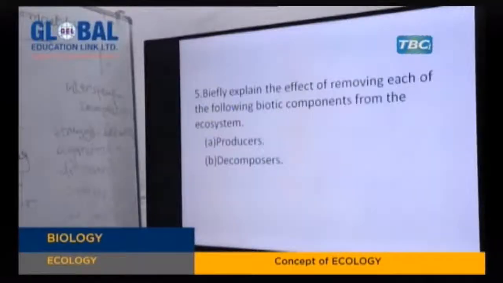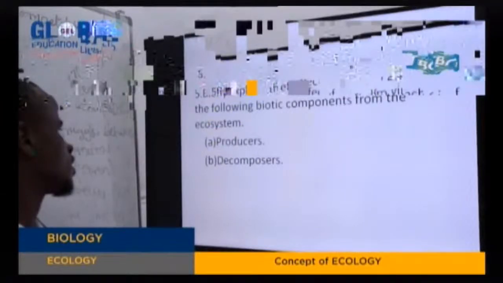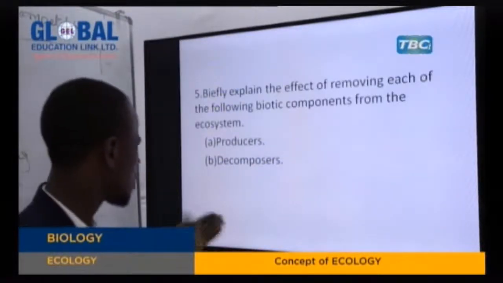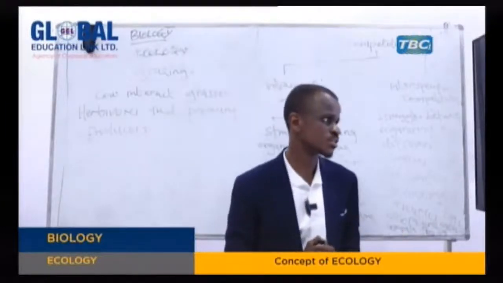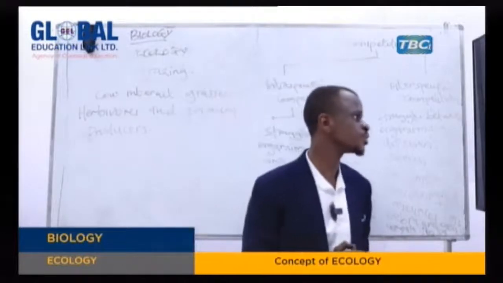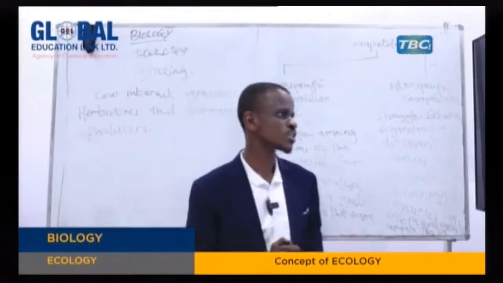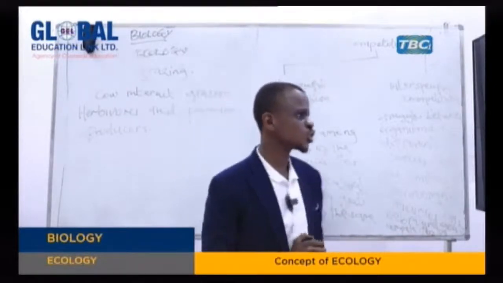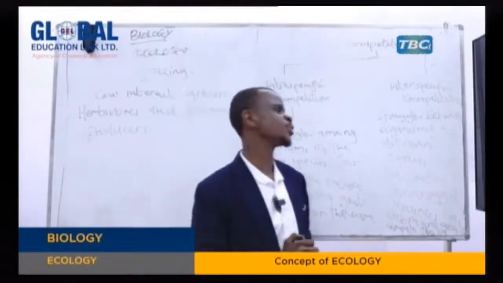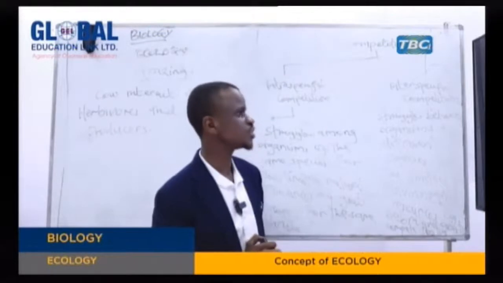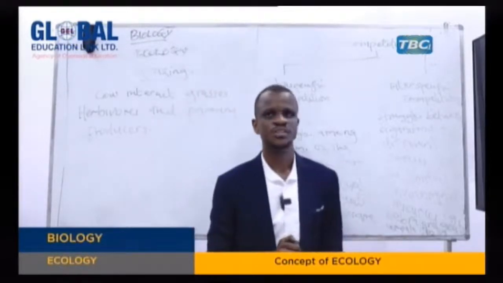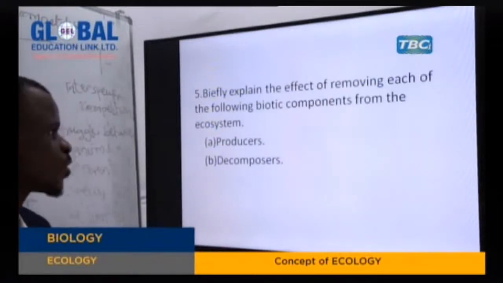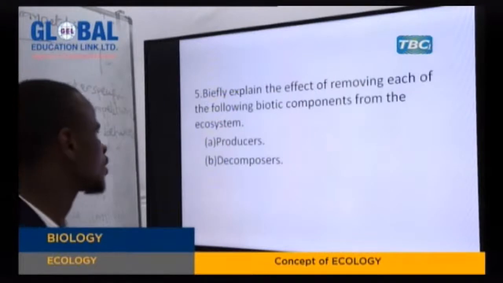Two, nutrient circulation will not occur, because producers are consumed by the consumers. Once they remove the producers, consumers miss food to eat. Therefore, energy flow and nutrient circulation will not occur. And also, sunlight energy will not be converted to chemical energy because there are producers which trap sunlight and convert it to chemical energy.